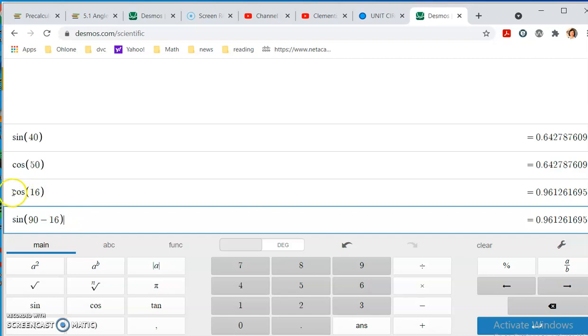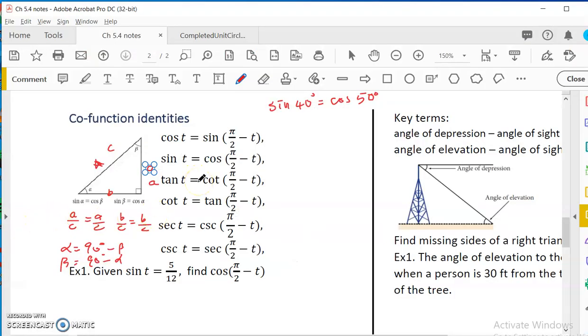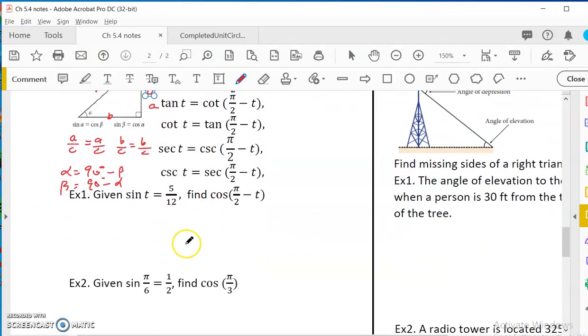So if you want to switch your function value from sine to cosine, you can just change your angle to 90 degrees minus the same angle. And the same for tangent, cotangent, secant, cosecant.